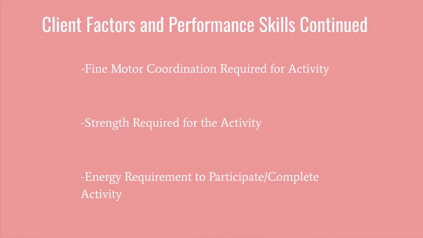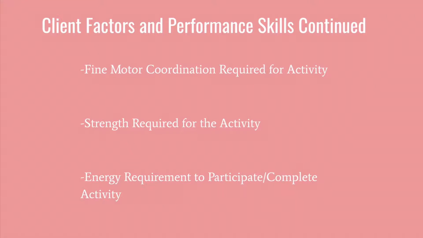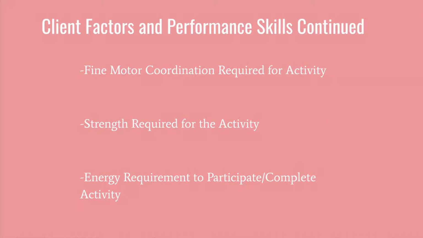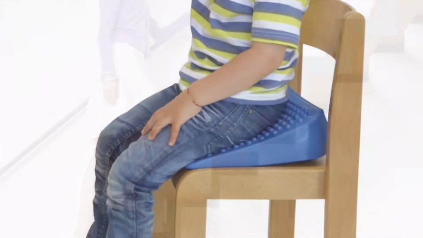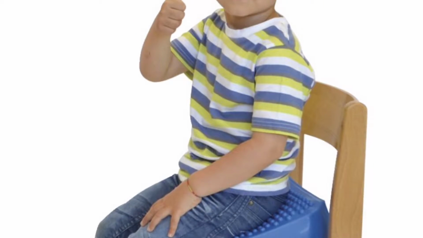The strength required involves muscle power in the legs, arms, and trunk. Energy needed to accomplish this activity includes the endurance to walk upstairs and open the door, the strength to walk to the table, and the ability to sit down in the chair.